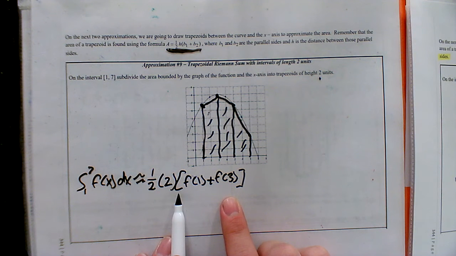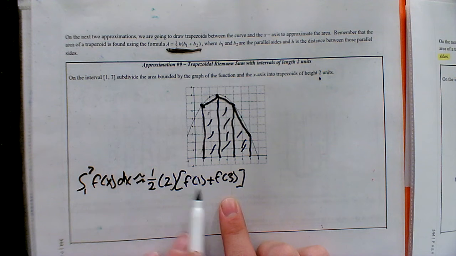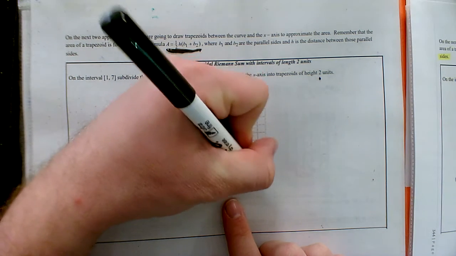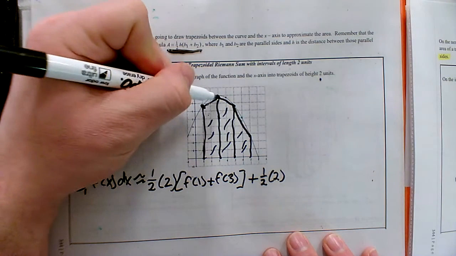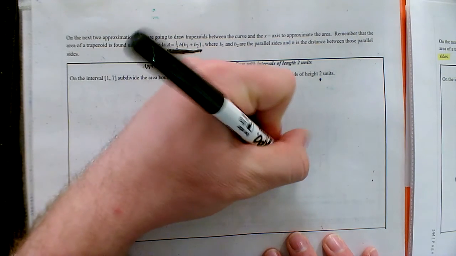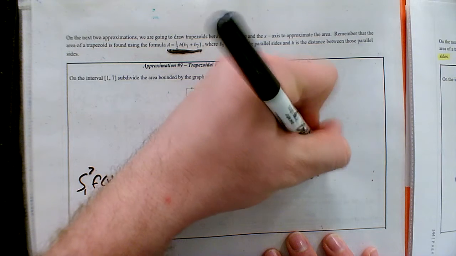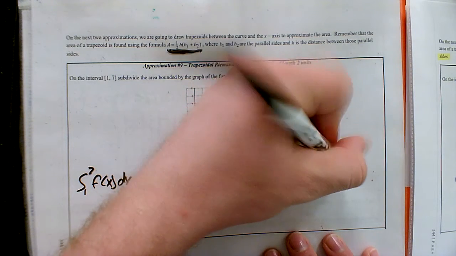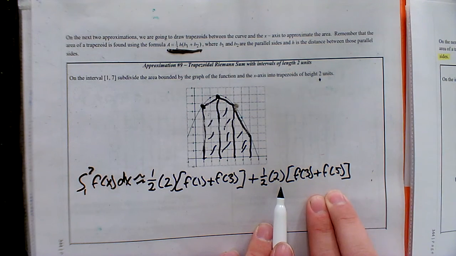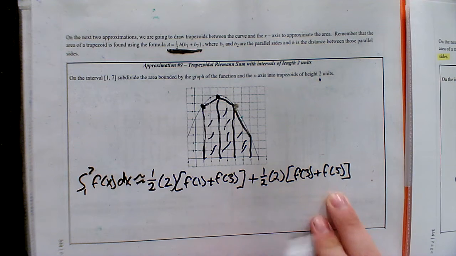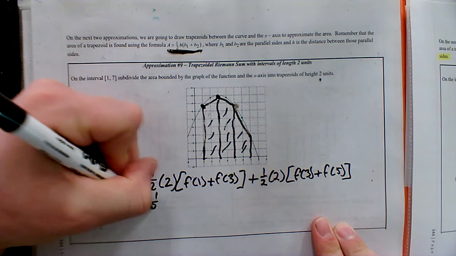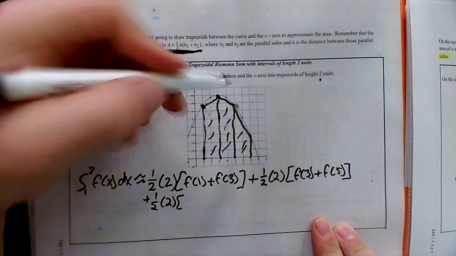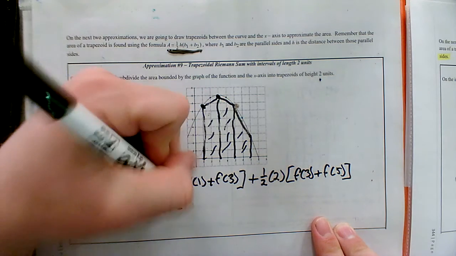Did I lose anybody? All right, again, this is only for the first one. Now we got to do the second one. Plus 1/2 times 2 times, well, this time it's f of 3 and f of 5. Okay, so that's for the second trapezoid. And then we have one more left. Again, 1/2 times 2 times f of 5, f of 7.